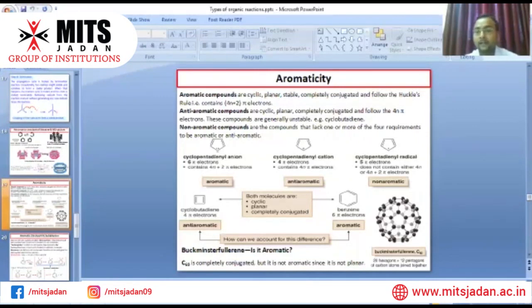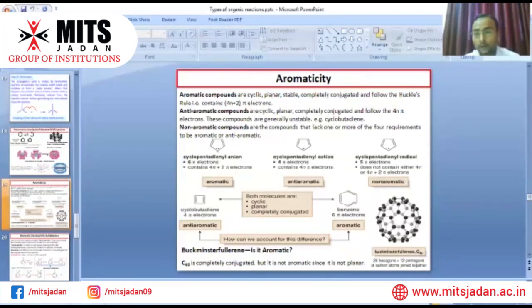In the third example, the cyclopentadienyl radical, there are only 5 pi electrons, which is neither 4n nor 4n plus 2 pi electrons. So this comes into the category of non-aromatic compound. The aromatic compound should be cyclic, planar, and completely conjugated. This is also the same condition for the anti-aromatic compound, but the aromatic compound follows the 4n plus 2 pi electron Huckel rule, while the anti-aromatic compound follows the 4n pi electrons rule.